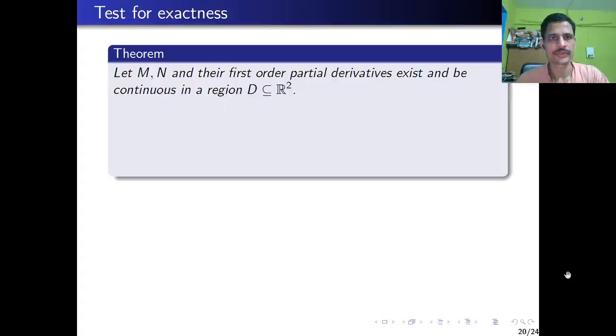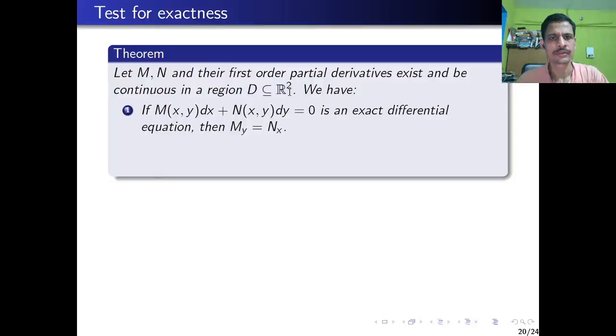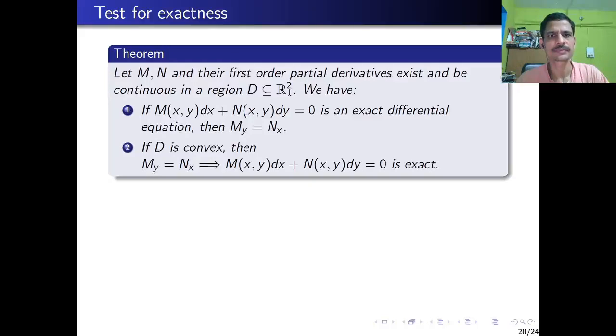Next, we will see a test to determine whether the given ordinary differential equation is exact. So if M and N and their first order partial derivatives exist and they are continuous in a region D, which is a subset of R square, a region D in the xy plane, then we have the following two results. So we are going to see the proof of this also.